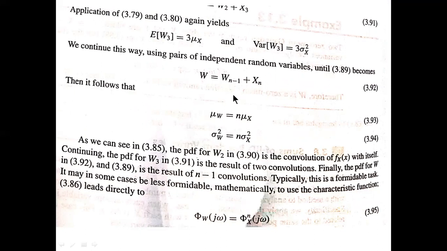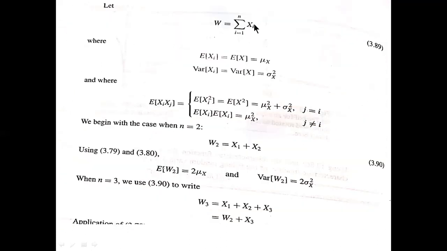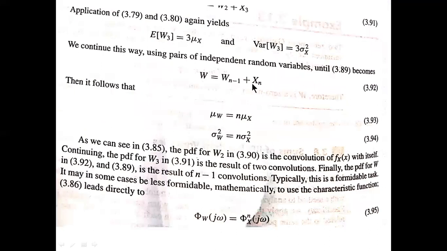So continuing in this way, we can just say that if you have w equal to whatever we have considered here, that is the sum of xi, i equal to 1 to n, for small n observations, then the sum of all the n observations will give us mu w equal to n mu x, and sigma w square equal to n sigma x square.